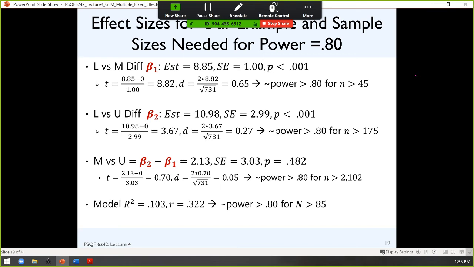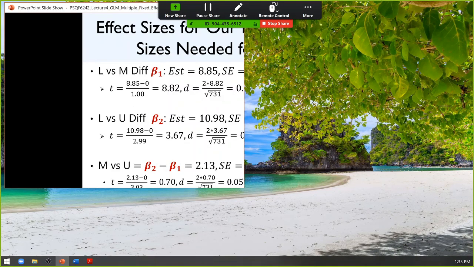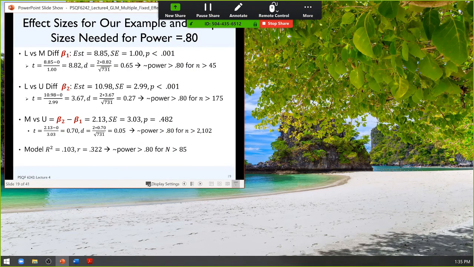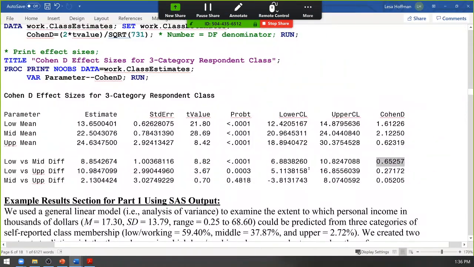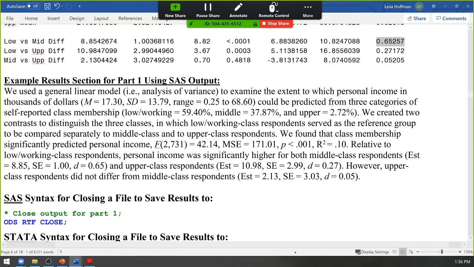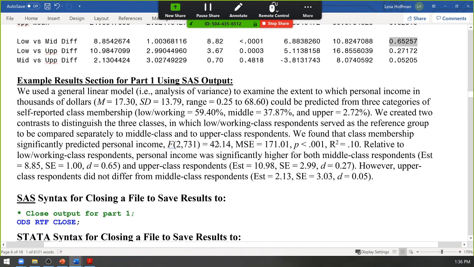Okay, am I frozen again? No? Okay. Let's see. Let me go back to the Word document here. As always, words.